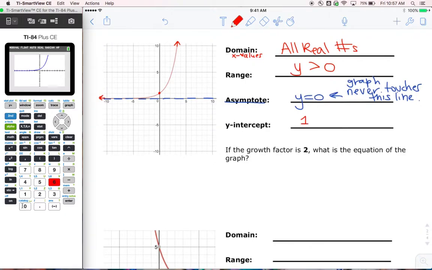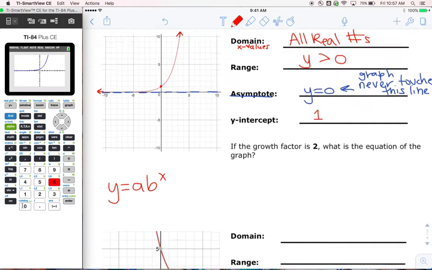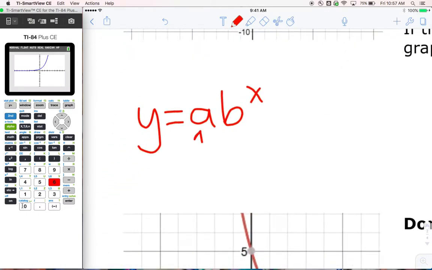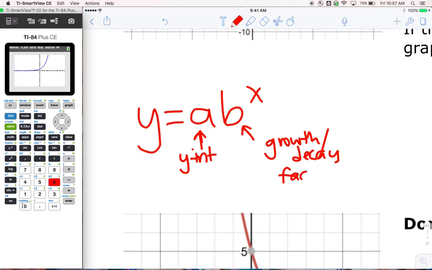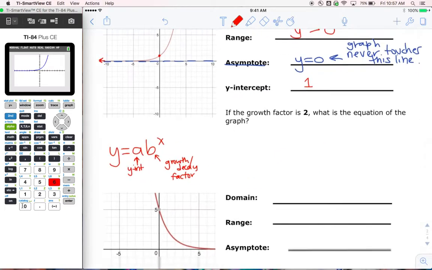Now, I'm going to go ahead and write the equation for this thing. Let's remember really quickly that y equals a b to the x. We know that a is our initial amount, or it might be helpful to note this is my y-intercept. b is my growth or decay factor, right? We wrote this on the other side of this paper. Growth or decay factor.